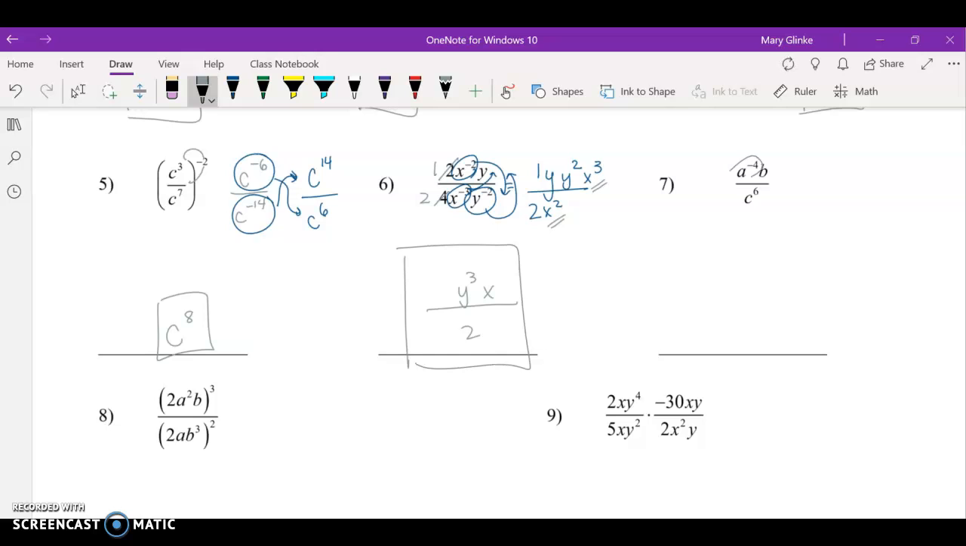For number 7, I'm going to take a to the 4th and a to the -4th, and I'm going to move it to the denominator. The b stays where it is at, so it's b over a to the 4th and c to the 6th.